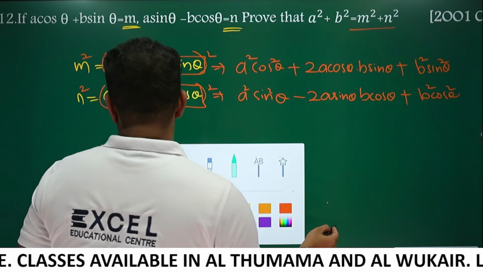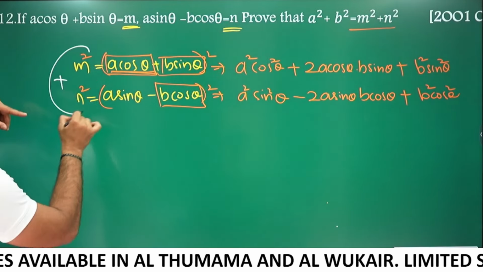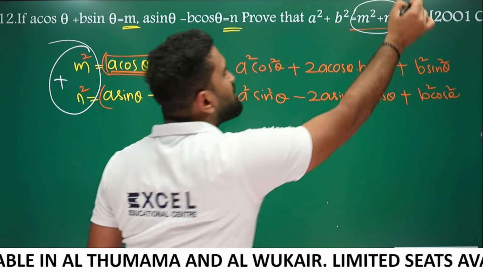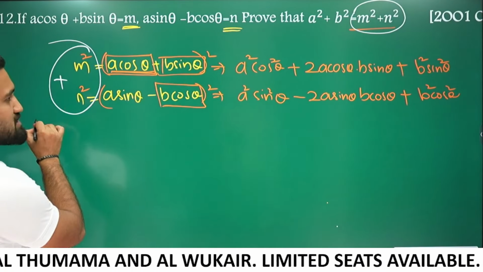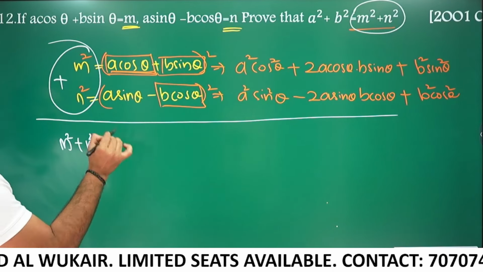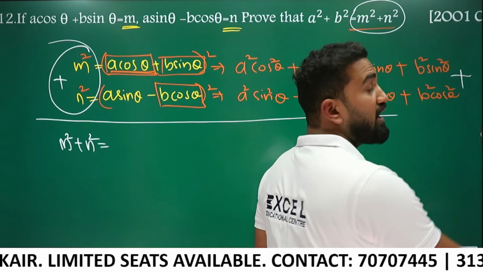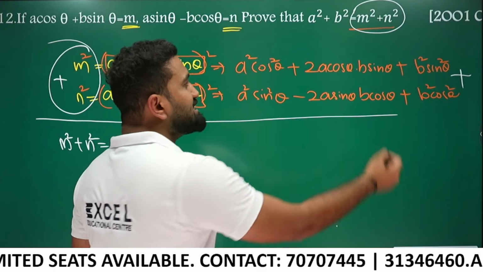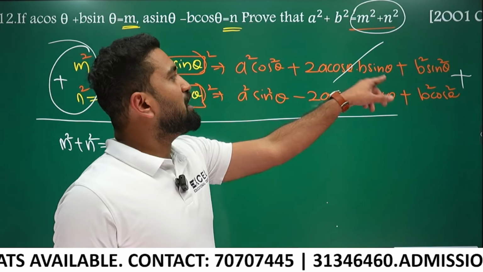Okay, now you need to add them. Why? m square plus n square, because that is something you need. Therefore I will say that m square plus n square is equal to, add the RHS. What can you see? These two terms will cancel because they are the same.